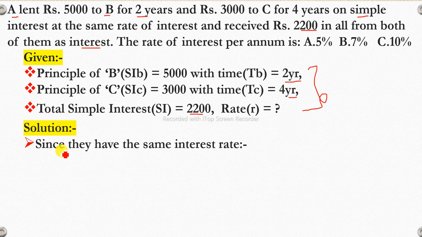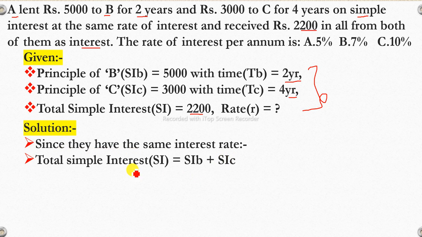So as we know, simple interest is calculated as simple interest equals PRT, where P is principal, R is the interest rate, and T is the time period. The total simple interest for both B and C is given.